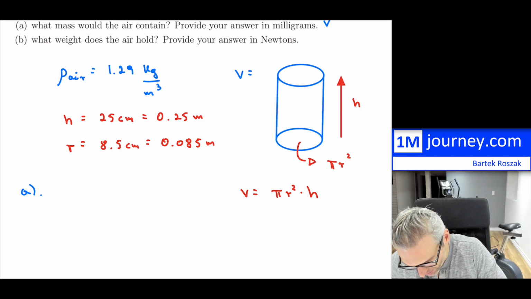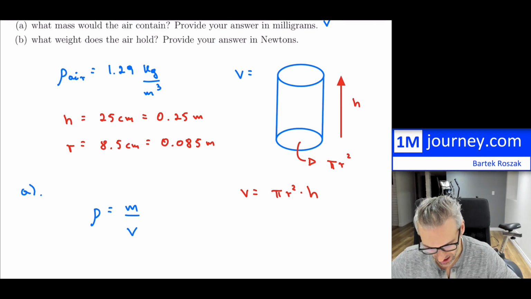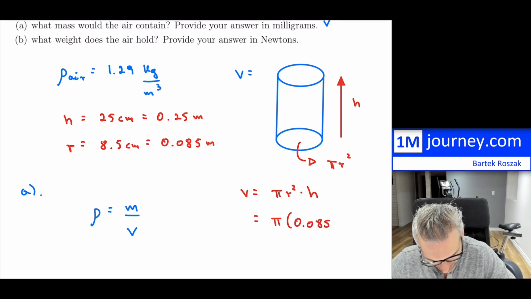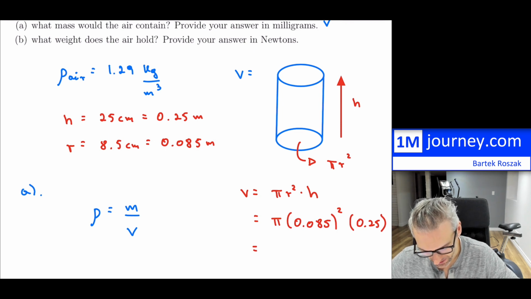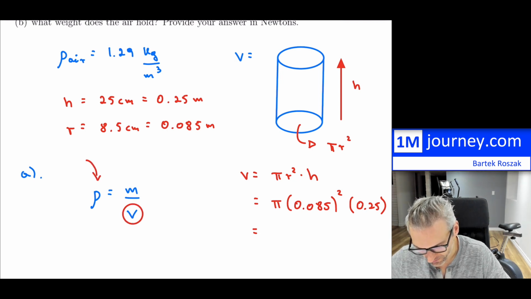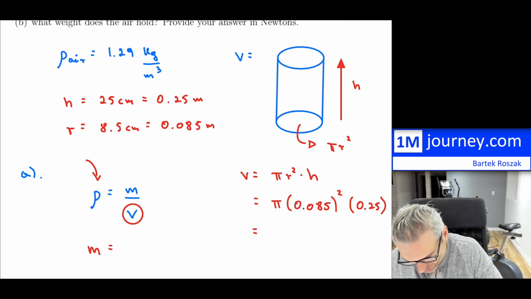So what do we have? We know that the density is equal to mass divided by the volume. Now, our volume, if I substitute everything back in, my radius is 0.085, squared, multiplied by my height, which is 0.25. So it's going to be rather tiny. That's my volume. I also have my density, which is 1.29. So my mass, if I isolate it, is just density multiplied by V.